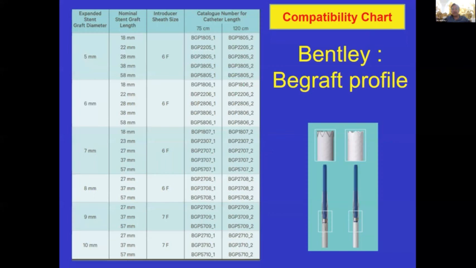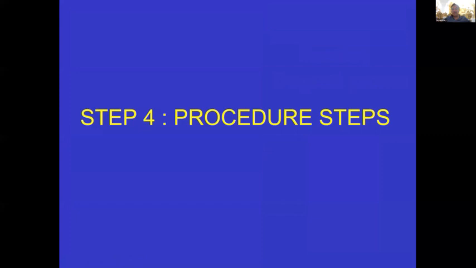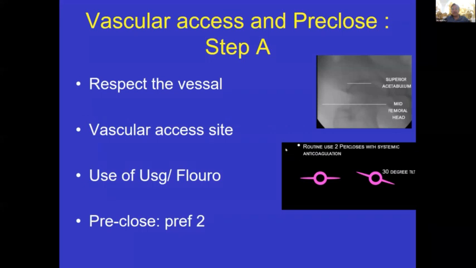The most important part of coarctation stenting till now has been the planning. When we talk of steps, starting with vascular access, always respect the vessel and the vascular site, because we will be using very large French diameter vascular accesses. We use ultrasound for all our vascular accesses, 100%. It's a very good idea, particularly if you are doing coarctations.